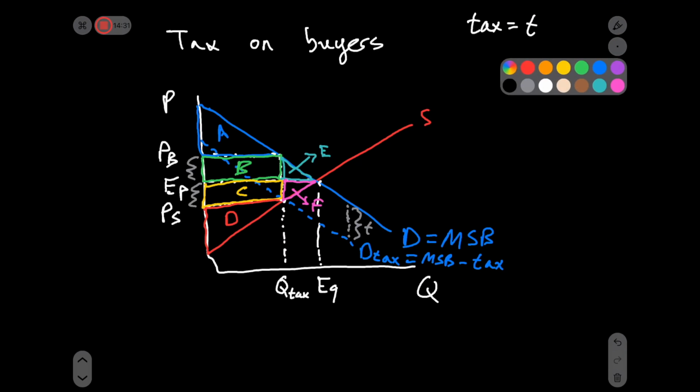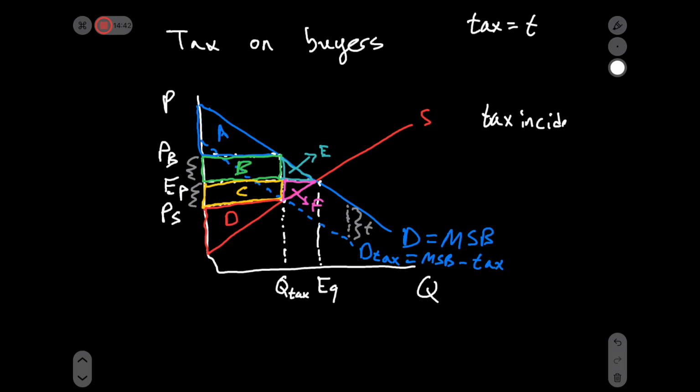So you might be wondering then, what determines the tax incidence, right? The tax incidence or tax burden, shared by buyers and sellers. What determines this, as I've said in class and in the videos before, is the relative elasticities of supply and demand.